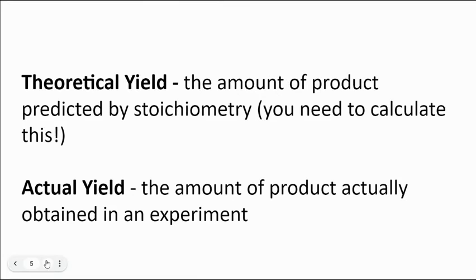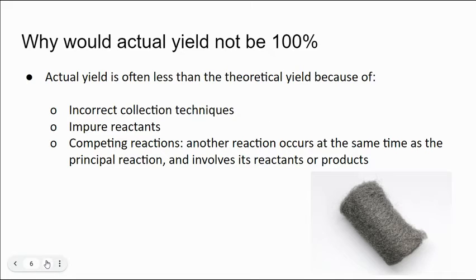So let's take a look at what that actually means. So a theoretical yield is the amount of product predicted by stoichiometry. So in other words, we have to calculate this. If we know how much reactant we start with, in theory, how much product do we make? The actual yield is the amount of product actually obtained in an experiment. So you have to carry out the experiment to get these values. Now, in some cases, when you carry out a reaction, the actual yield is often quite a bit less, or maybe marginally less, than what you theoretically would expect to find or create.